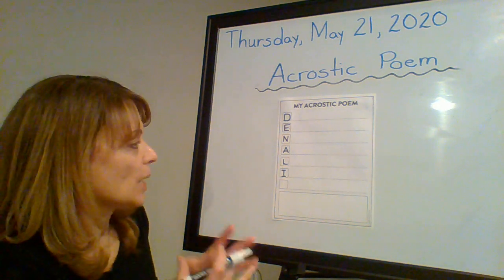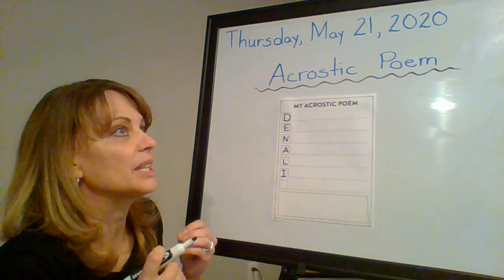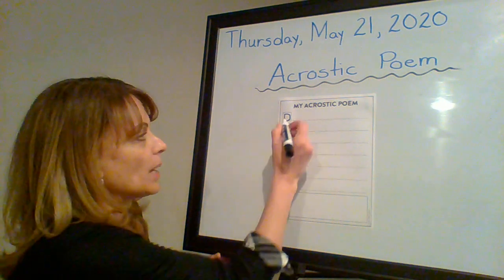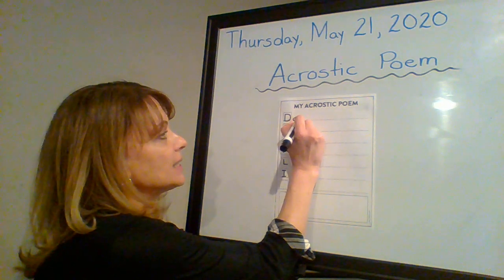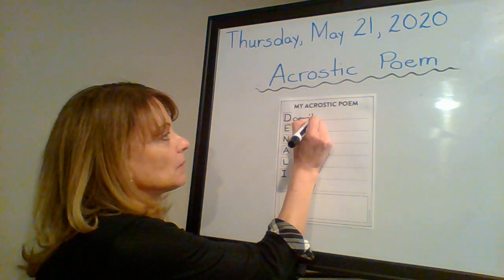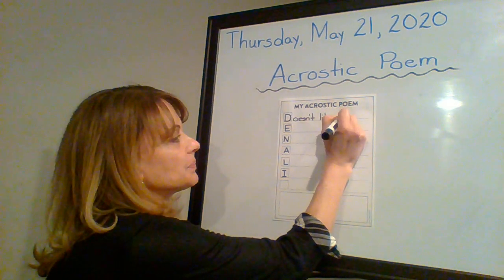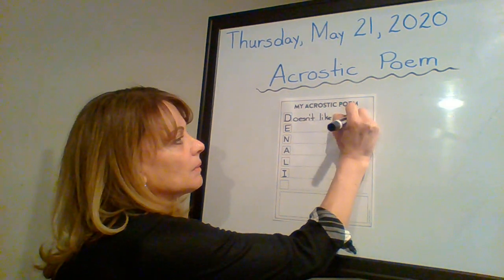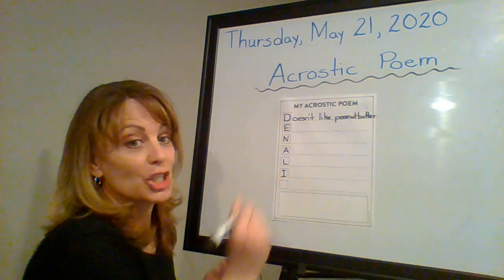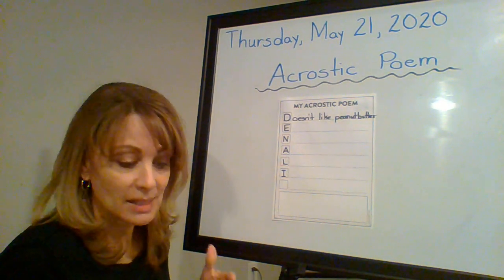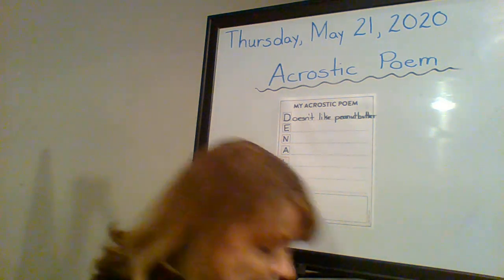So I said, okay, Denali. What do I know about Denali that begins with D? So that's where I came up with the dozen. And with Denali, he doesn't like peanut butter. And most dogs do like peanut butter. So that is kind of a different kind of thing for Denali, is that he does not like peanut butter.